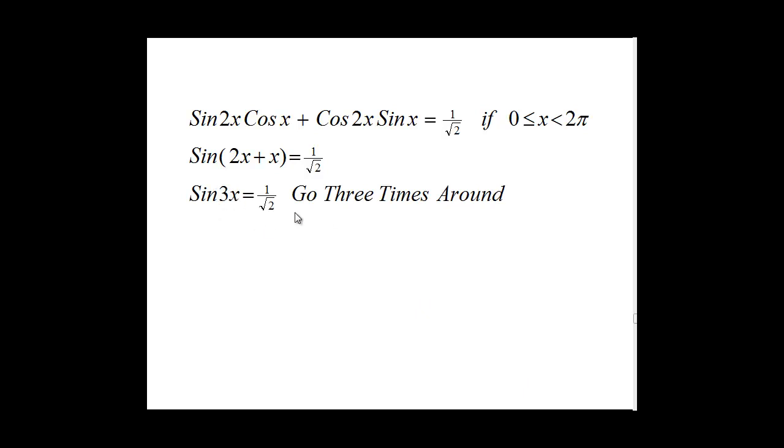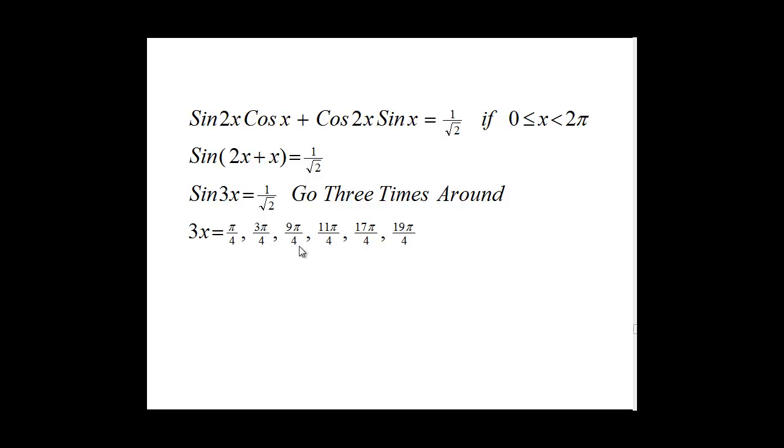Now this 3 right here means I'm going to find my answers by going 3 times around the circle. So 3 times around the circle, where is sine square root of 2 over 2? That's at all the 45-degree angles at the top, first and second quadrant. So that's pi over 4, 3 pi over 4. That's the first circle. If I keep counting around the circle, the next time it happens is 9 and 11, and the next time it happens should be 17 and 19. So that is 3 times around the circle.